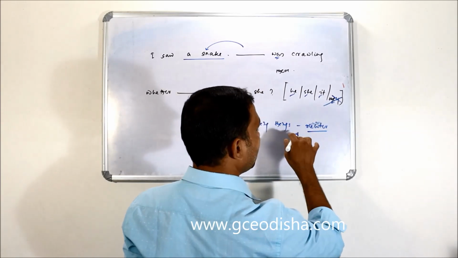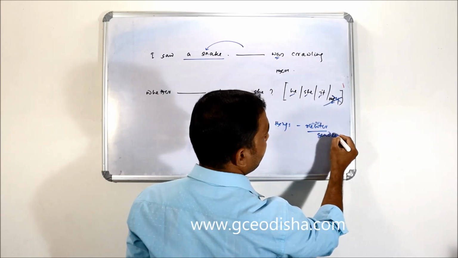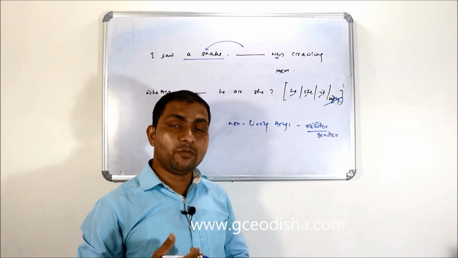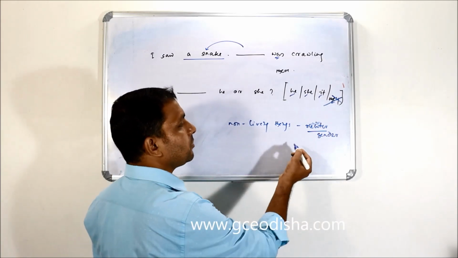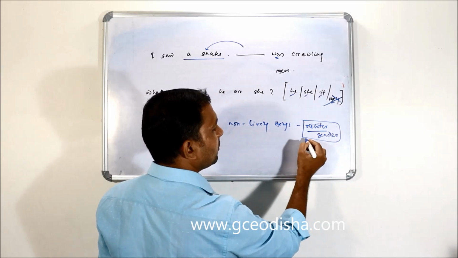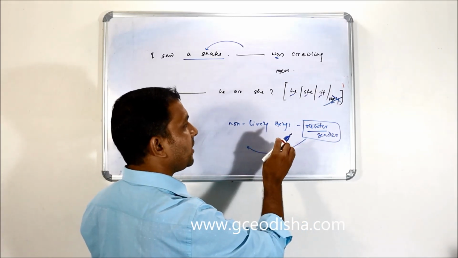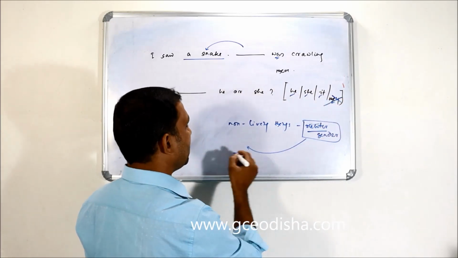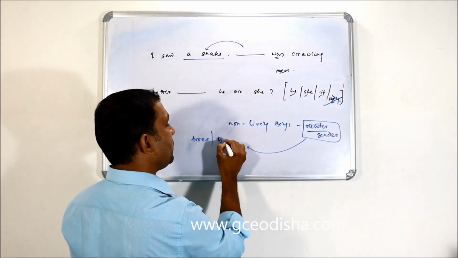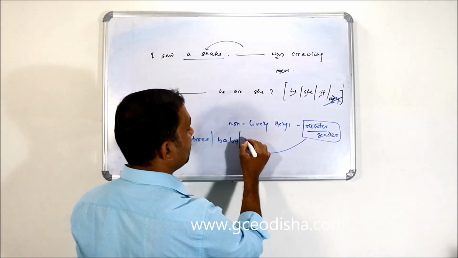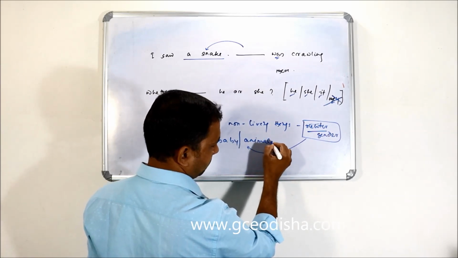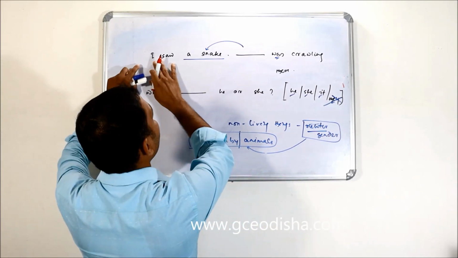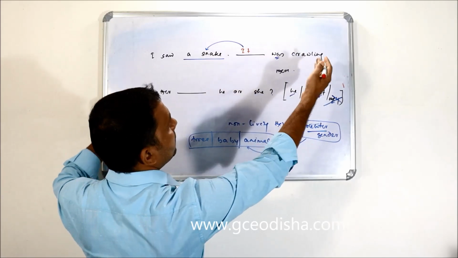Now the extended point of that particular rule is what? That we use neuter gender for lower animals like a snake, our pets like a dog, cat, even for baby, infant. That means neuter gender is also used for animals, as well as baby, infant, tree. Understood? For these also we use neuter gender. So as per this rule, I saw a snake and it was crawling there.